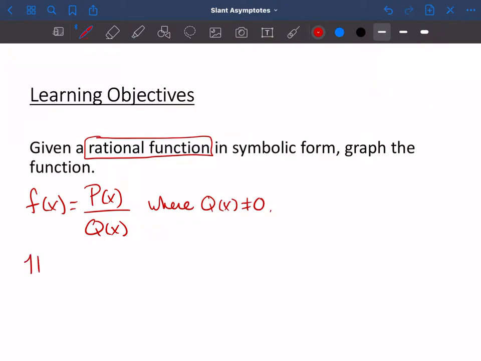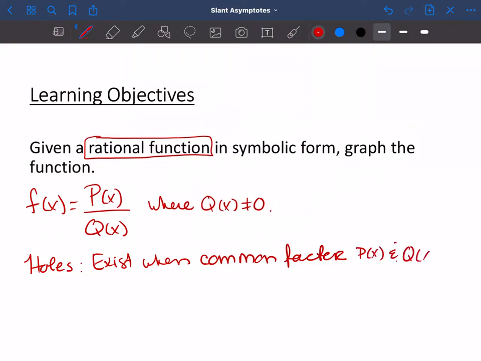Now, some of the things that we did last unit for rational functions when we graphed them is that we identified holes. And if you remember, holes exist when you have a common factor in both the numerator and the denominator. So you have a common factor that exists in p of x and q of x.